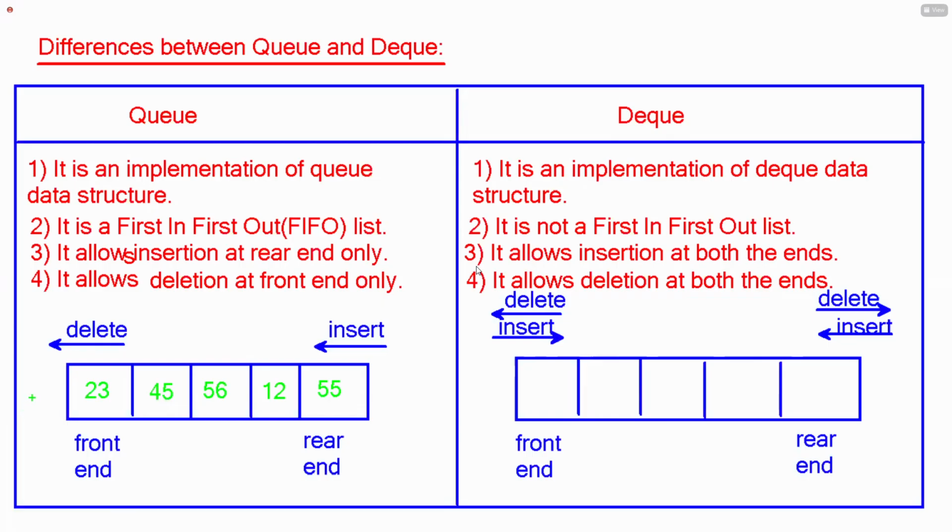Now, if you want to delete, deleting 23 only is possible. Without deleting 23, 45 is not possible. Without deleting 23 and 45, 56 is not possible. Even after deleting all these, inserting again on this side is not possible. That is what a queue supports. But if any element could be deleted or inserted, there would be no difference between an array and a queue. In an array, everything is possible, no?